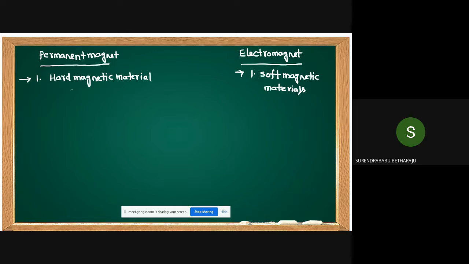What is the example of hard magnetic material? It is made with alnico material: aluminum, nickel, cobalt. And the soft magnetic materials are made with soft iron.